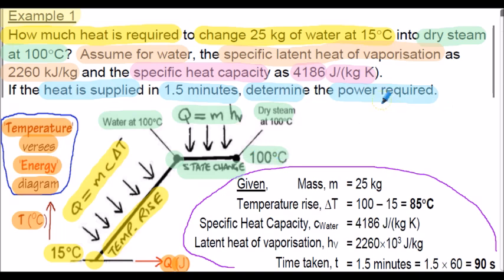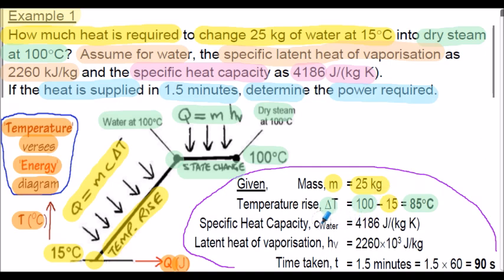Extract the information from the question. The mass of the water, M, is 25 kilograms. The change in temperature, delta T. Remember, that's always the final temperature minus the initial temperature. So in this case, that's 100 degrees C minus 15 degrees C. So the change in temperature is 85 degrees C.